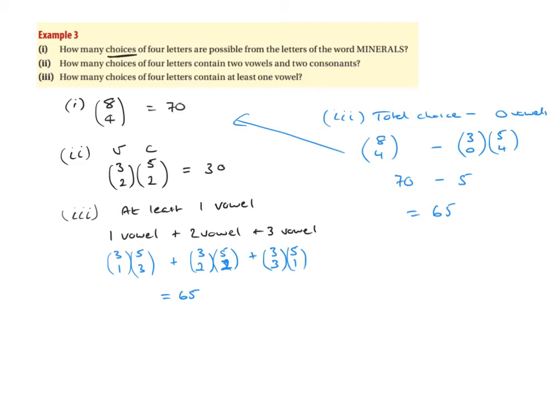So if you see the words "at least", it's sometimes or quite often easier to turn around and get the total number of choices, which is what we worked out in part I, and take away the 0 in this particular case. And we're going to use this technique later on in one of the next videos.